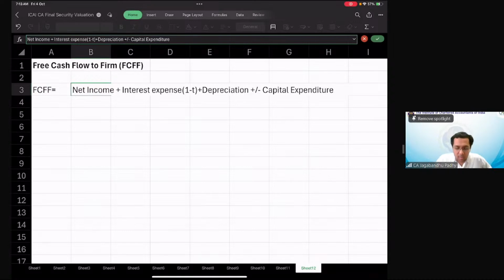Suppose this particular portion, net income plus interest expense into 1 minus t plus depreciation, we do, this is what the cash flow has been generated. But out of that, if you have purchased a particular machinery, or let's say you have purchased new furniture or a new building or a new project you're getting implemented, then that has to be done on this capital expenditure also, right? So I need to remove that part.